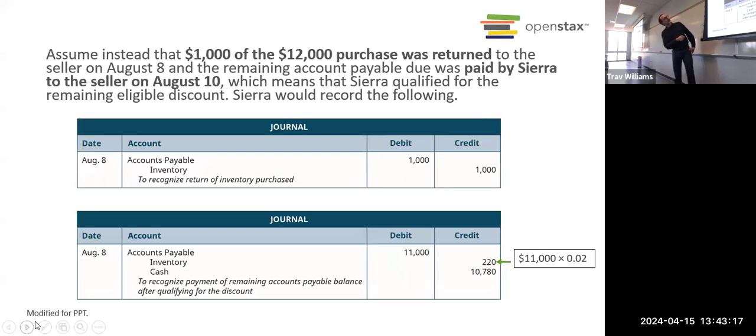See what's happening here. Oh, here they return $1,000 worth of the merchandise. Okay, so this is assuming before they made the payment, they return some of the merchandise. When they do that, their accounts payable gets a debit. Why would we be debiting accounts payable in that case?